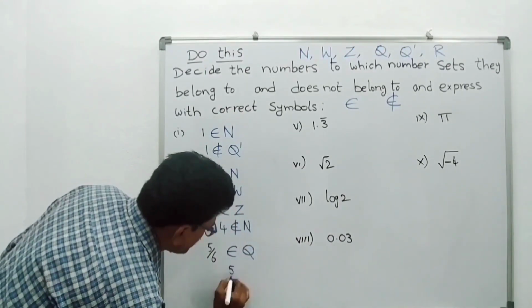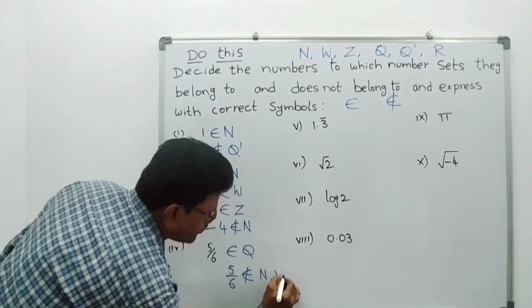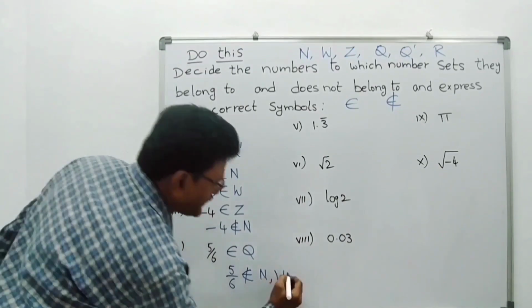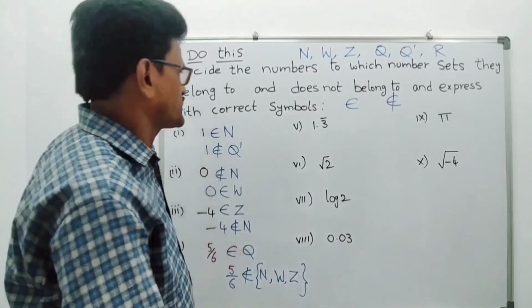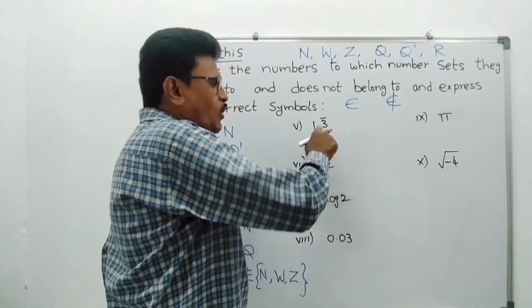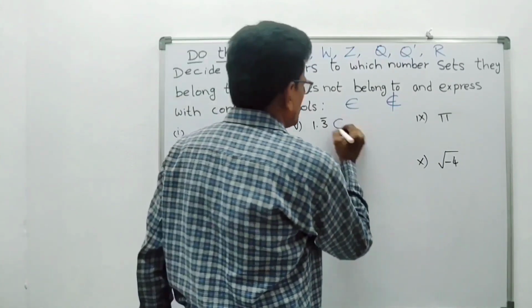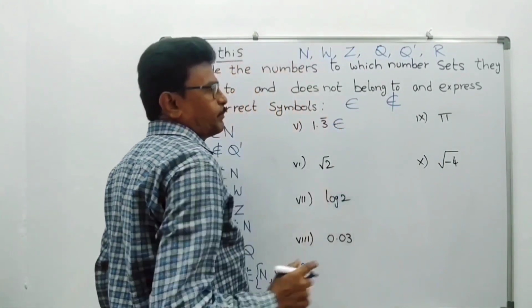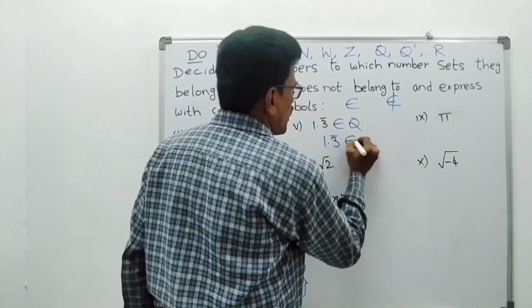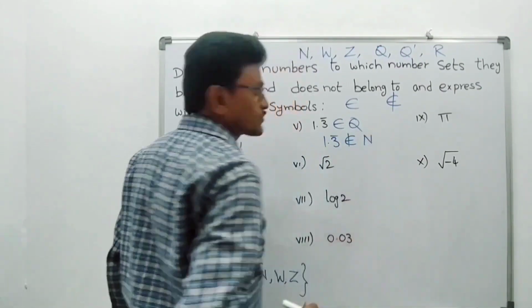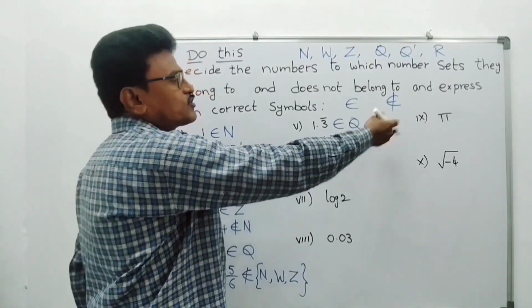Now I am writing 5 by 6 does not belong to N. You can write W also. You can write integer also. Any one set you can mention here. Only one set is enough. Now 1.3 bar, 1.333. We can write it in p by q form, so this is a rational number. So it belongs to Q. And 1.3 bar does not belong to the natural numbers. You can write natural number or whole number or also integer.